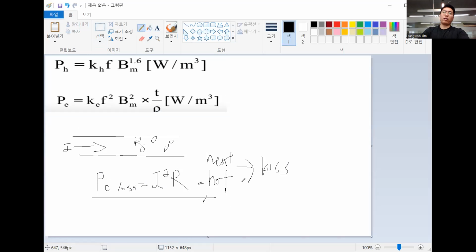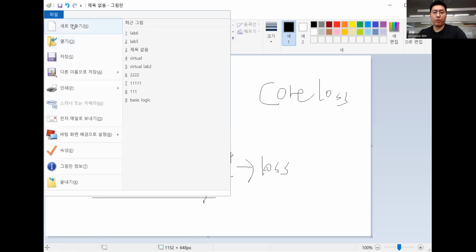And the second part is the core loss, which we already learned about. Core loss includes hysteresis loss and eddy current loss, right? If you don't remember this, try to review the previous lecture, okay? Let's do more.